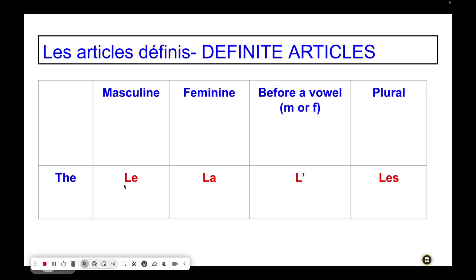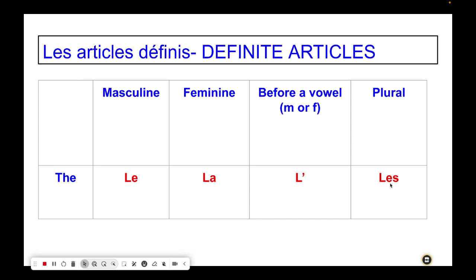For example, pencil is crayon in French, and it is masculine, so if I want to say the pencil, I will say le crayon. And remember that table is feminine, so the table is la table. Then we use L apostrophe if the word that comes after starts with a vowel or a silent H. And then of course the plural one: it doesn't matter if it is masculine or feminine. If it has an S at the end, we will be using les.